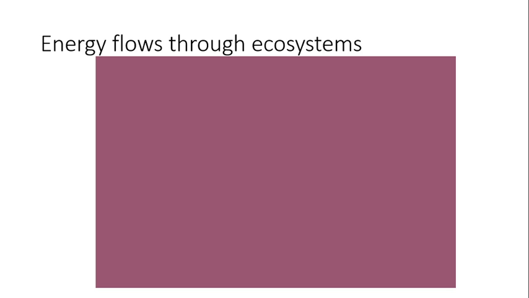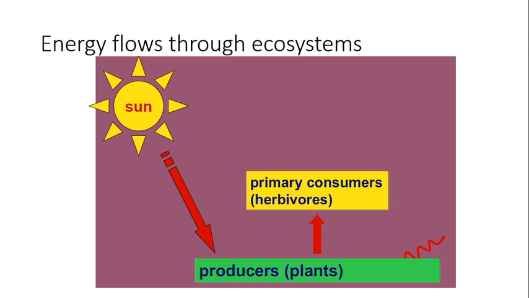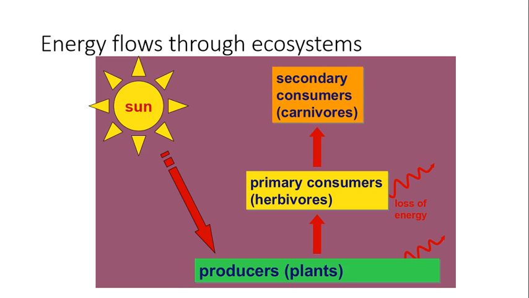In order to understand the food chain, its webs, and the ecological pyramid, we need to understand how energy flows through an ecosystem. So let's see through this animation. The sun provides energy to the producers, which, through the process of photosynthesis, generate the energy. The producers are then consumed by the primary consumers, known as the herbivores. But there is also a loss of energy. Then come the secondary consumers, which are called the carnivores.